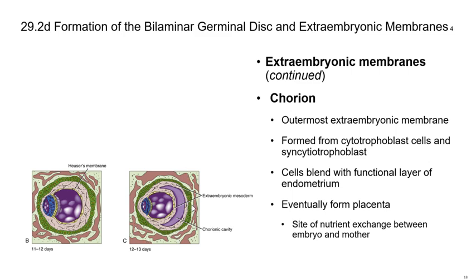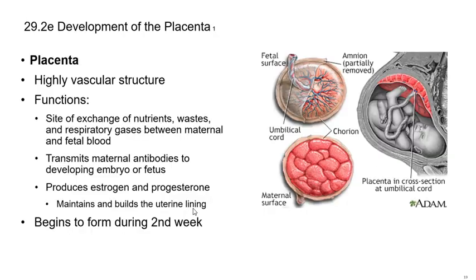Okay, so it's the outermost extraembryonic membrane formed from cytotrophoblast and syncytiotrophoblast, and part of it is going to give rise to the placenta. Okay, so the placenta, as we'll see, is partly formed from the fetus, from the fetal line. Part of it's also formed as part of the mother as well, right? So the female.